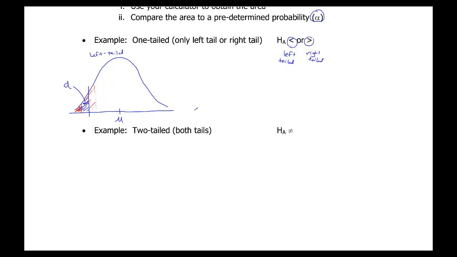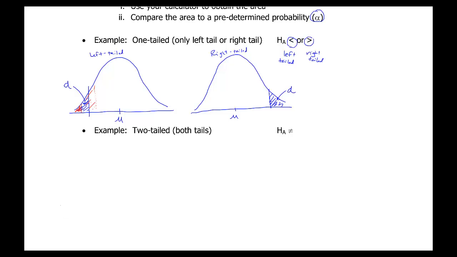So a right-tailed, same idea, except we're going to be going to the right. So now we're going to choose some predetermined value of alpha, some probability. And then again, when you calculate your test statistic and the probability that goes along with that, you'll compare it in size to the alpha that you chose beforehand. So both of those areas are alpha. And this one is a right-tailed test.